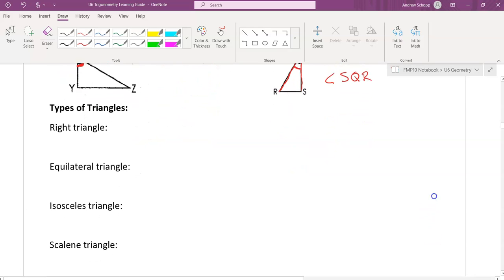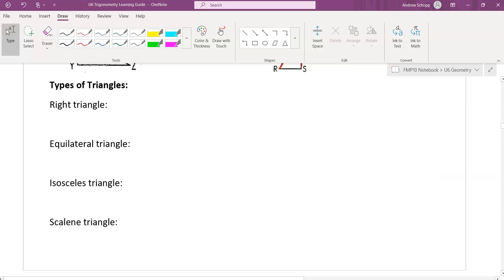Another little piece of triangle information I just want to review. Right triangles have one angle that is 90 degrees. And that's usually shown on the triangle by drawing this little square box in the corner to show that it's 90 degrees.